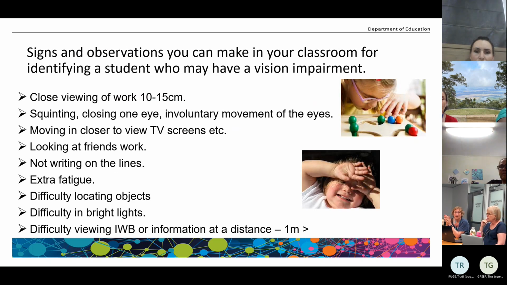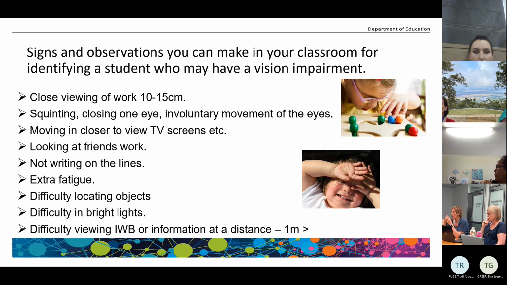Signs and observations you can make in your classroom for identifying a student with a vision impairment. If they start doing close viewing of work, closer than that 10 to 15 centimetres, if they're really getting up and having a look, then you start thinking there's possibly something going on here. Squinting, closing one eye, involuntary movement of the eyes. You can see some different movements of the eyes. Moving in closer to view TVs or screens. With the movement of the eyes too, sometimes you can get cross-eyedness, where one eye turns in and the other one doesn't. We look for that.